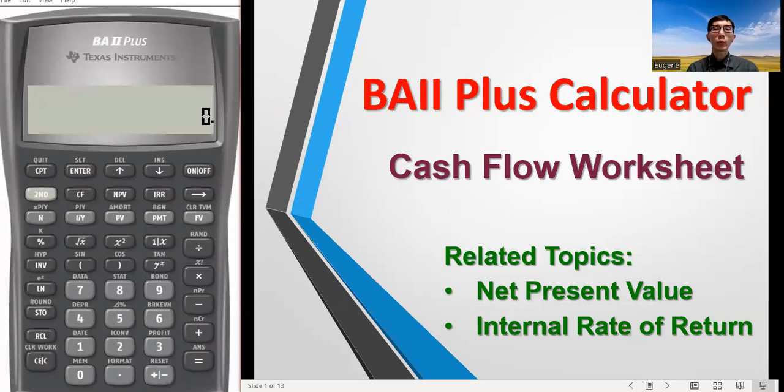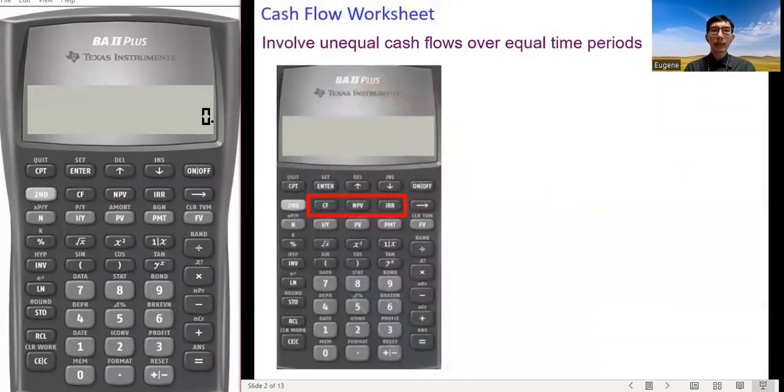Hello everyone. In this video, we will go through the cash flow worksheet of the BA II Plus calculator in finding the net present value and the internal rate of return of an investment project. The cash flow worksheet is used for problems involving unequal cash flows over equal time periods. Three buttons are used in the calculator: the CF, the NPV, and the IRR buttons respectively. CF stands for cash flow, NPV stands for net present value, and IRR stands for internal rate of return.